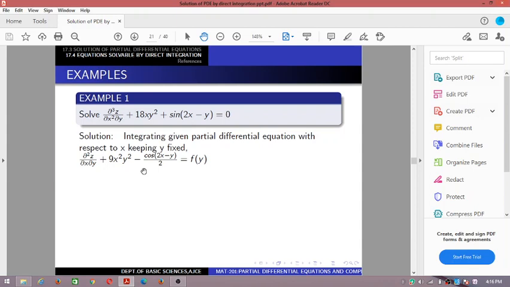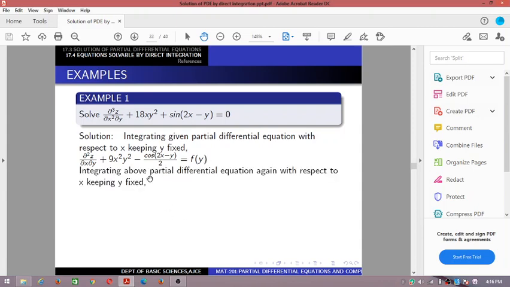Then for the next term, the integral of sine is minus cos(2x − y) divided by the derivative of 2x − y with respect to x, that is 2, is equal to the integral of a constant. Here we are integrating partially with respect to x, hence the integral of 0 can be a function of y.